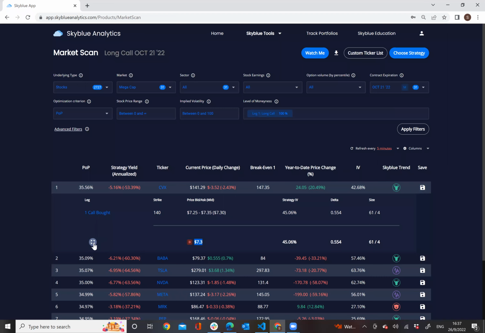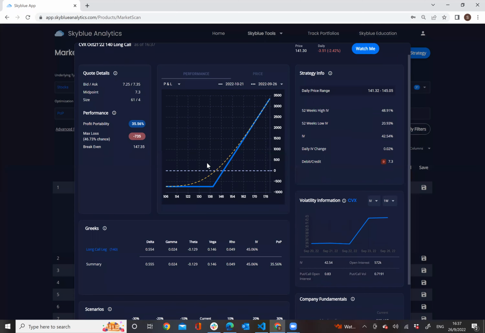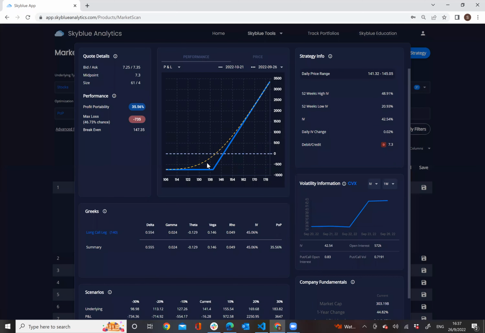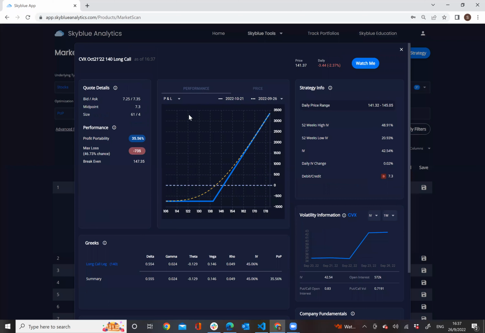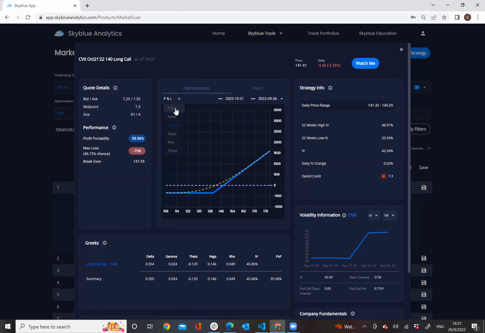Now CVX, we have already seen the ticket. Now let's go to the strategy detail. Strategy detail is an extremely important tool that you have to pay attention to. It explains all the Greeks. We are going to do a webinar over the Greeks, using the platform and how to read them. But basically, this P&L is telling you that if you go to 140, the blue line is at the end of the contract, expiring on the 21st of October.